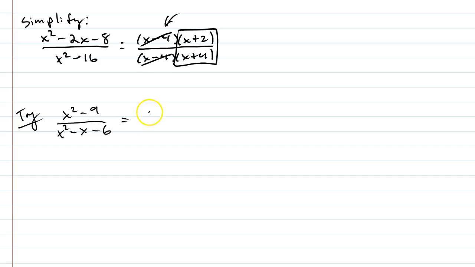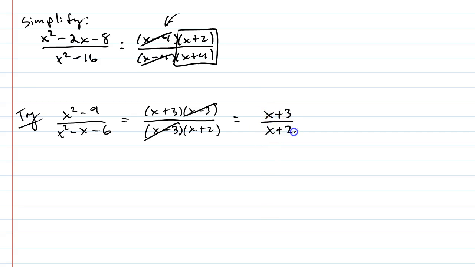Okay, so to solve this, right away I am factoring. On the bottom here we have x minus 3, x plus 2. The things that will cancel are x minus 3, so our final answer is x plus 3 all over x plus 2.